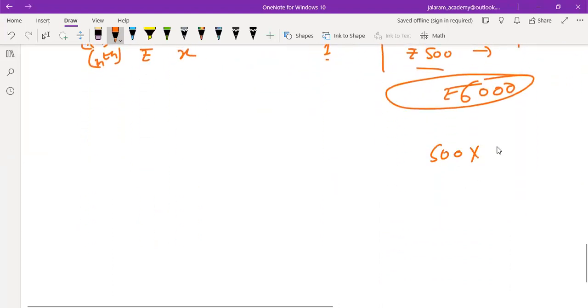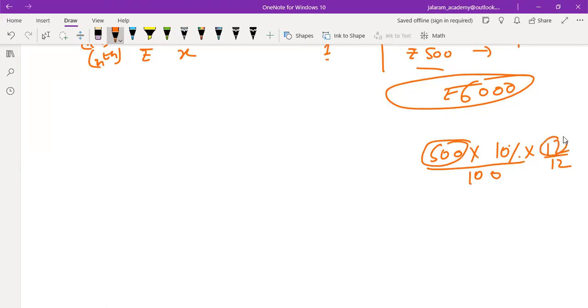P R, if R is 10% and time is 12 months, 12 upon 12, as we know that 12 months means 1 year, over 100. But if we want to get the same interest in 1 month, we deposit 500 into 12 into 10 into 1 by 12. Now month is only 1, over 100.